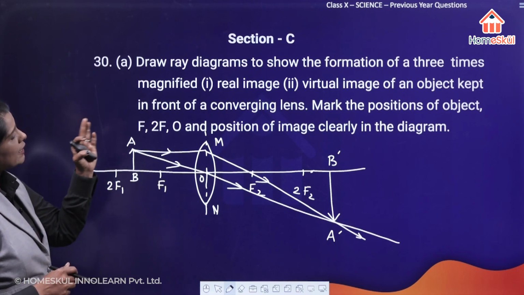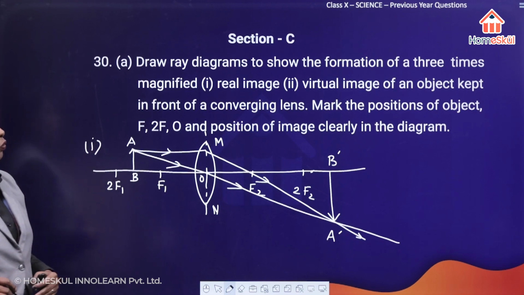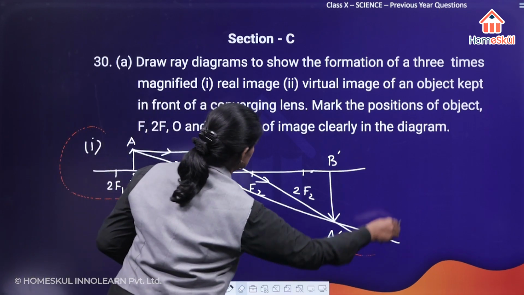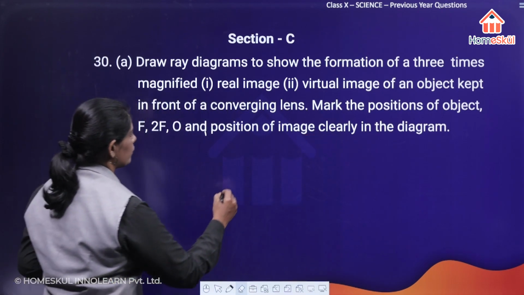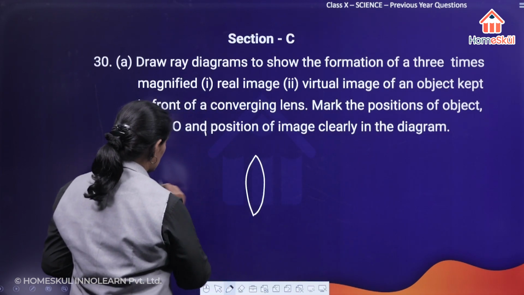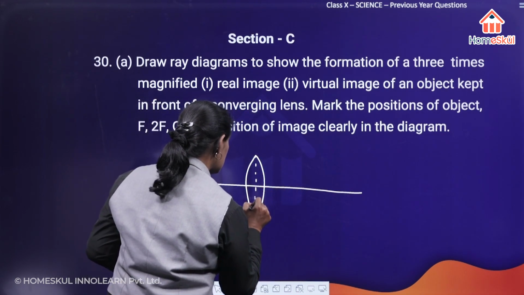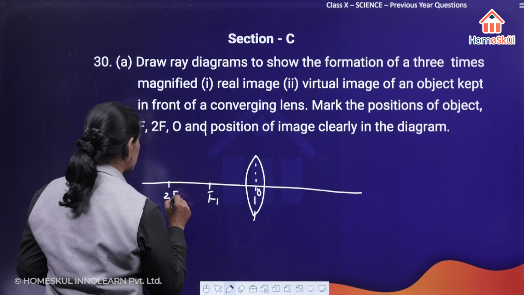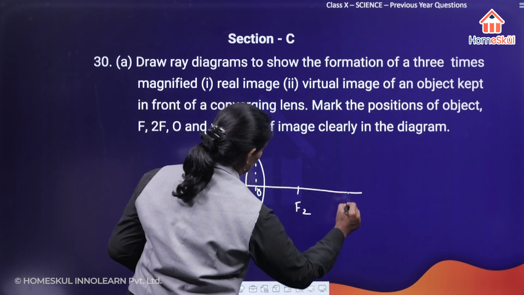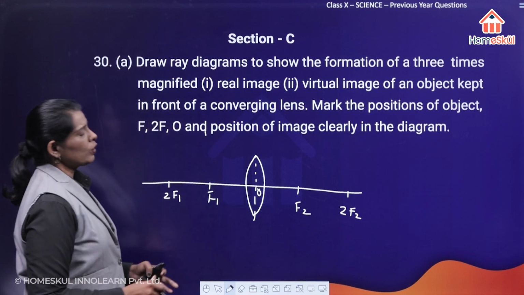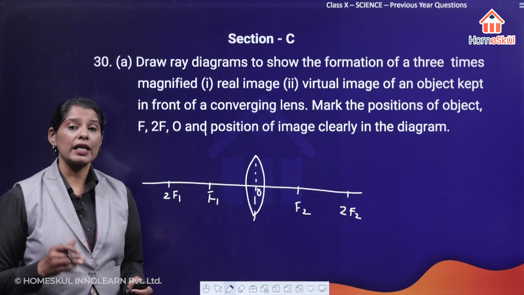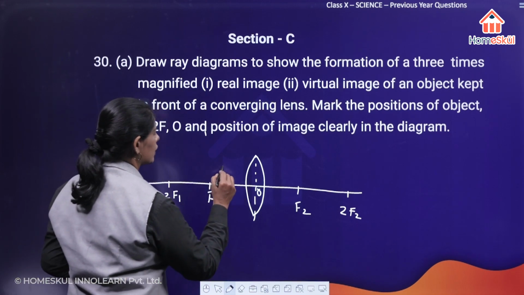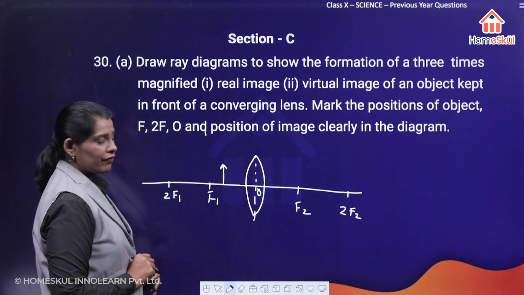Now what about the second case? So this was our first one. What about the second case wherein we have to get a virtual image of the object? Let's see the diagram for the second one, that is to get a virtual image. So again, the convex lens, the principal axis, and here we have the optic center. We have F1, 2F1, again F2 and 2F2. So we know that to get a virtual image in the case of a convex lens, we have to keep the object between the optic center and F1. So here we have kept the object.